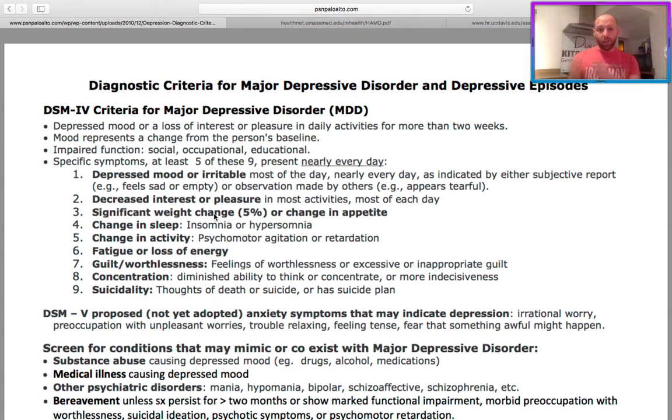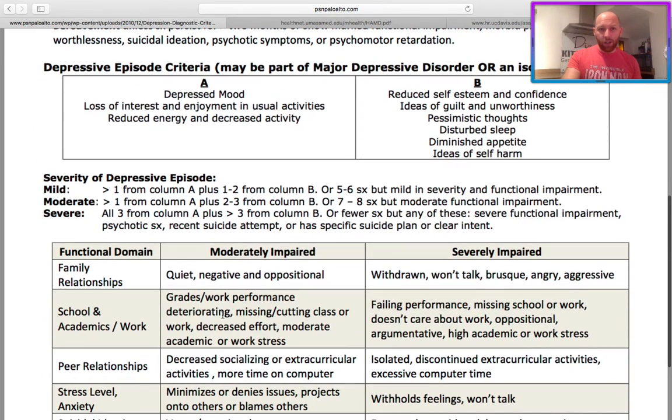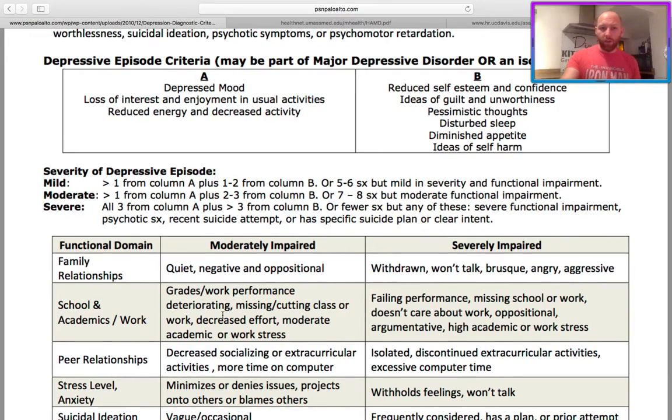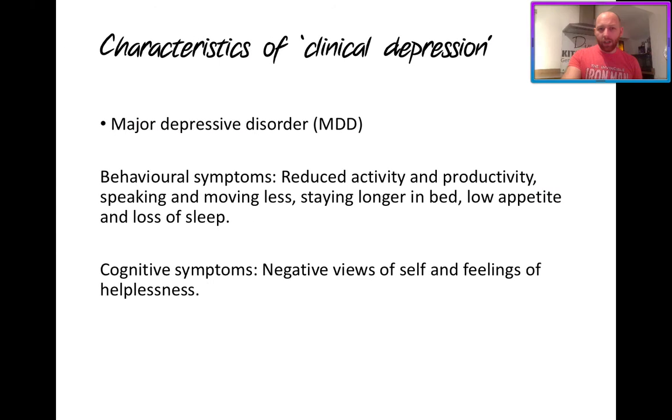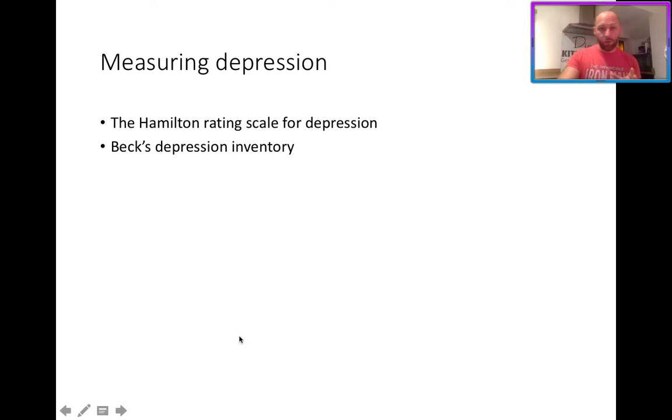Significant weight change, 5%. So it's putting a sort of number on it. Our weight fluctuates all the time, but if you go for rapid weight loss or gain, this could be a result of depression. Fatigue, loss of energy, guilt, worthlessness, and then we can go down and see how these criteria are applied. So it is a very broad but also fairly significant psychological disorder. It's probably the most common psychological disorder faced by people.